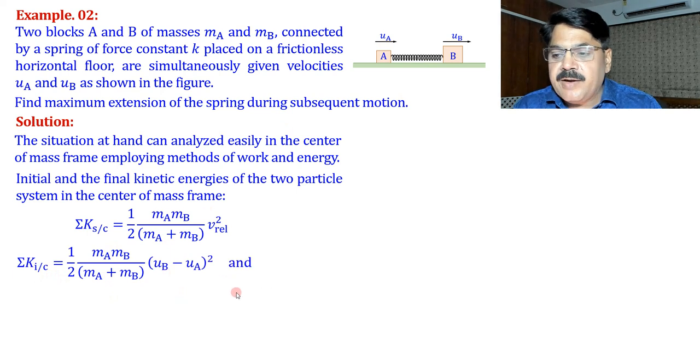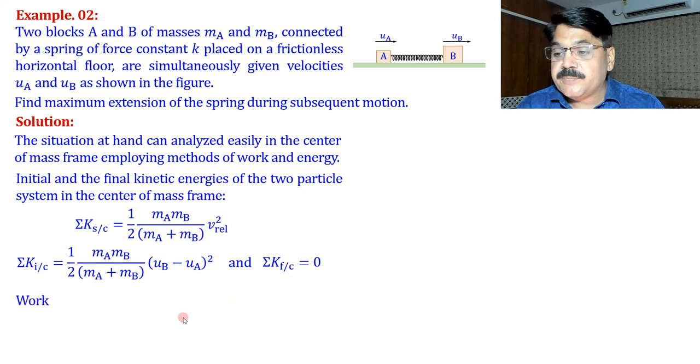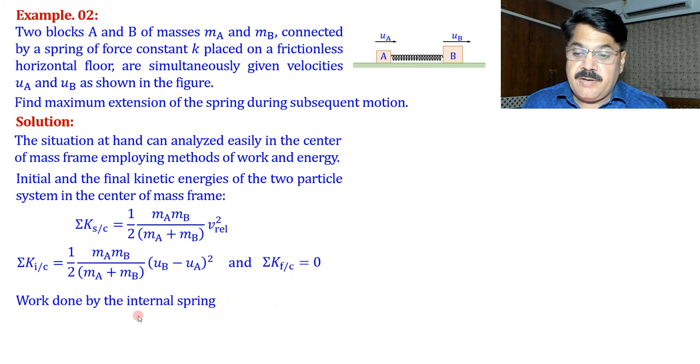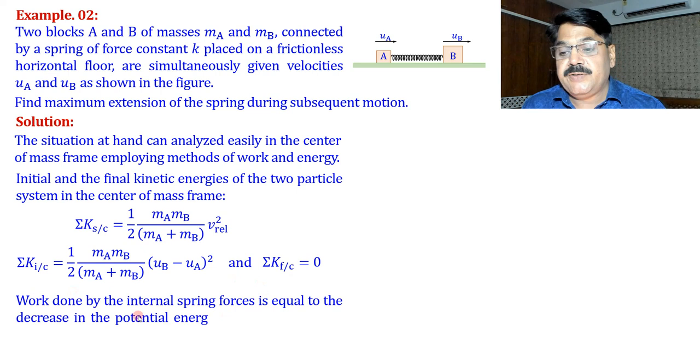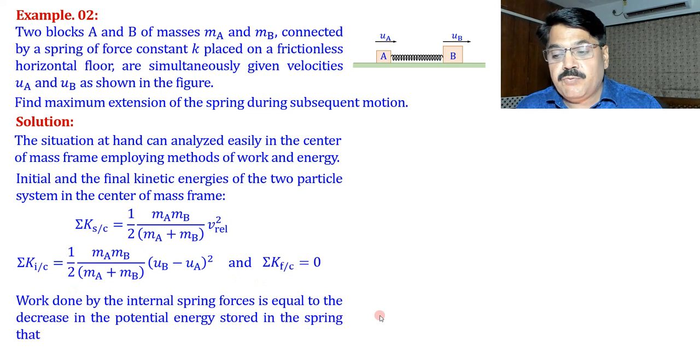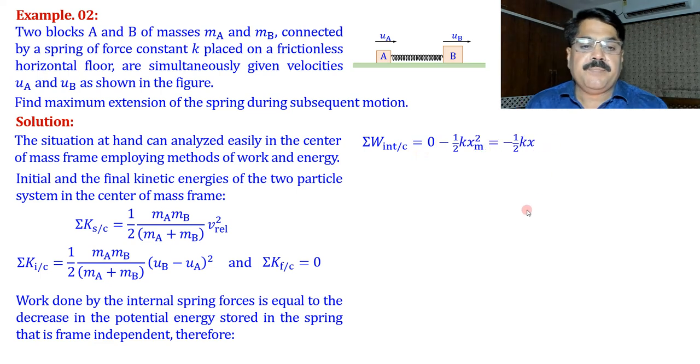And the final kinetic energy, summation K final with respect to C, is 0, because the relative velocity at the maximum extension will be 0. So we wrote both the kinetic energies. Work done by the internal spring force is equal to the decrease in the potential energy stored in the spring. So we can write here that it is frame independent. Therefore, summation W internal with respect to C is 0 minus half k xm square. So it is minus half k xm square. No external forces are doing any work.